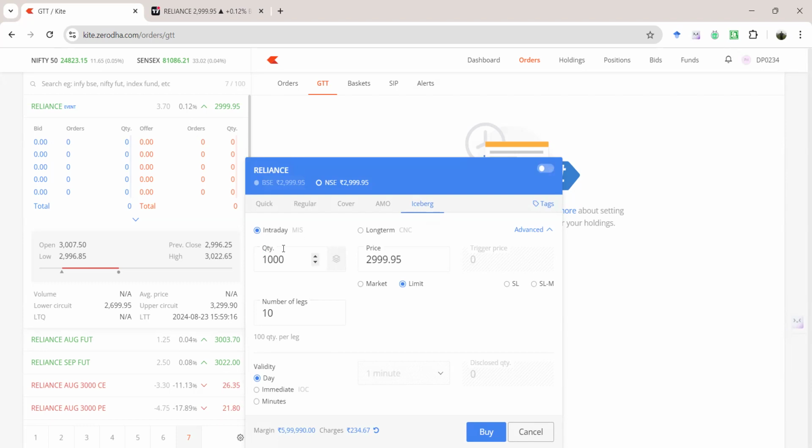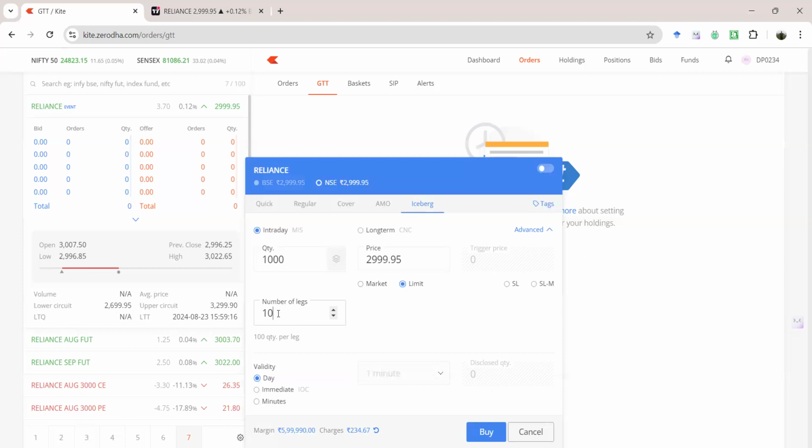So if you want to buy 1000 quantity but hide from others that a single person is buying 1000 quantity, you can enter quantity as 1000 and number of legs 10, then it will be split into 100 quantities for 10 orders. When one leg is executed, they send another leg for execution. Means as with an iceberg, you see only the tip of the iceberg, not the part below.